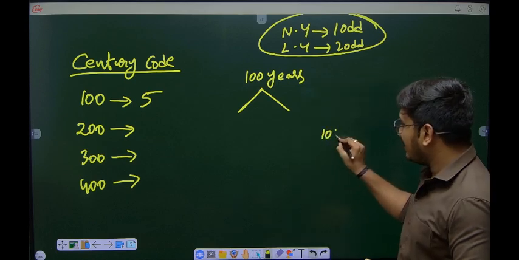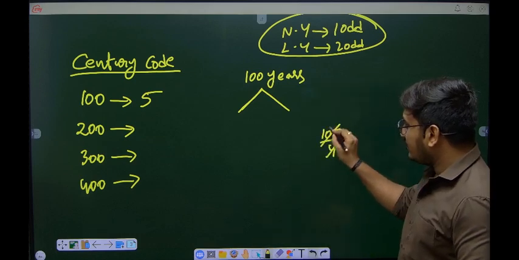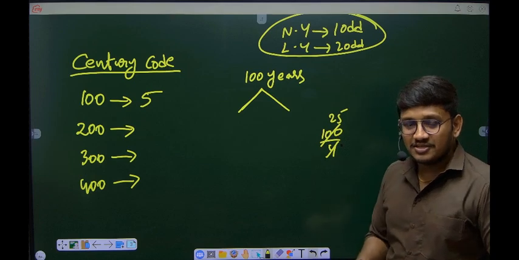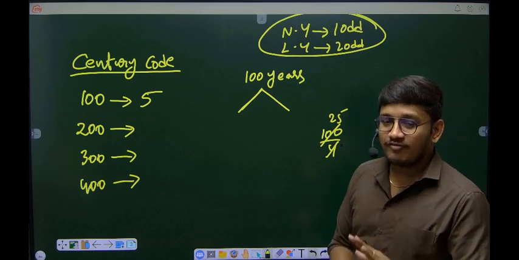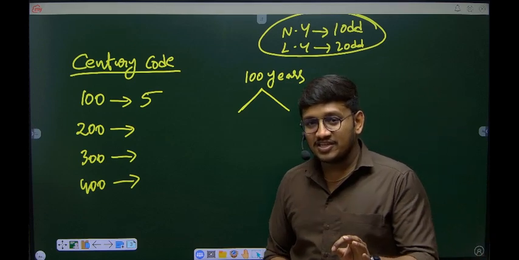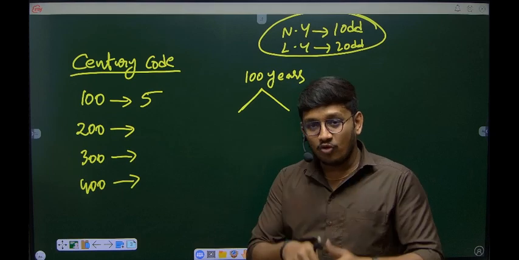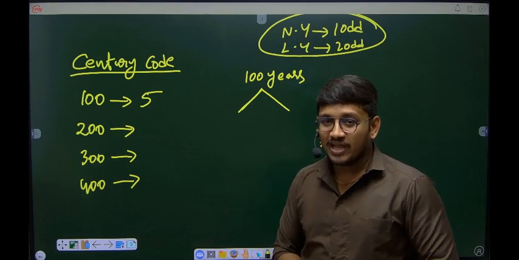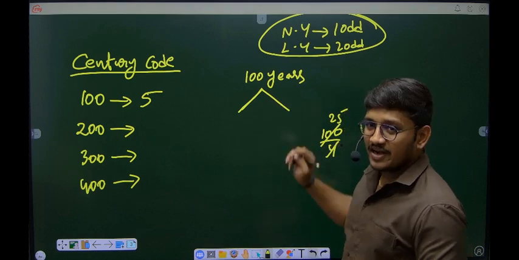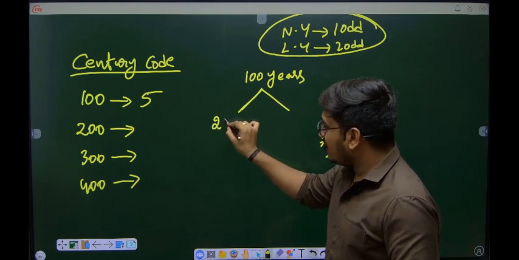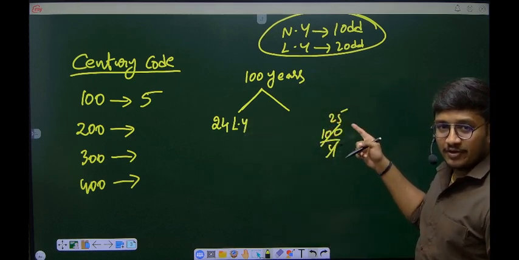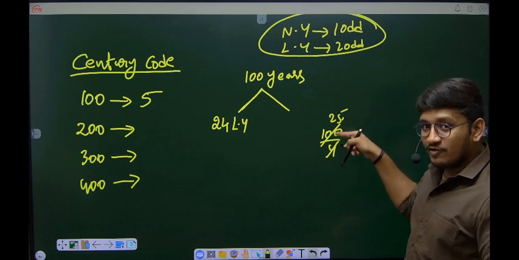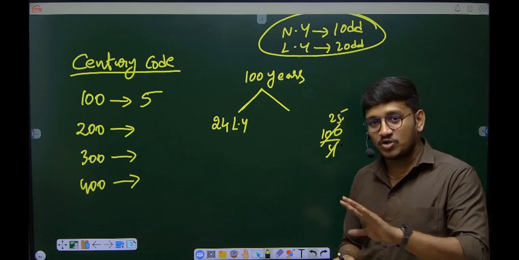So why is it only 24 leap years? If you divide 100 by 4, you get 25 as the quotient. Actually 25 leap years should be in 100 years, but we all know that any century year is a leap year only if it is exactly divisible by 400. Here we got 25, but the 25th one is 100, and 100 is not a leap year.